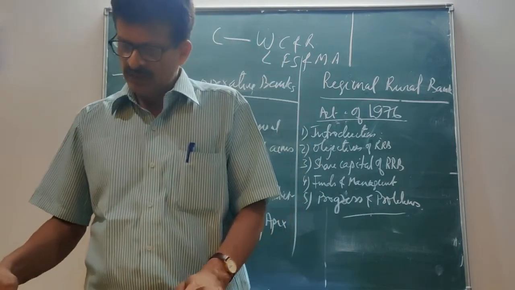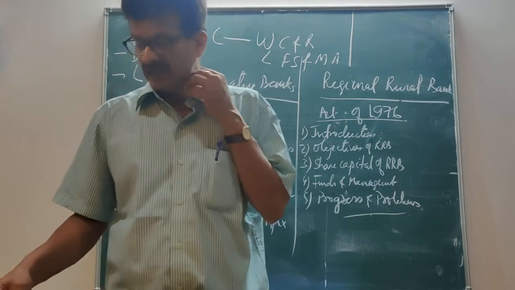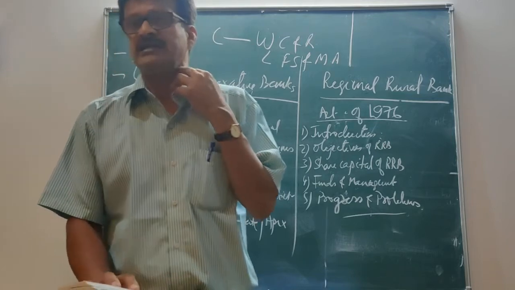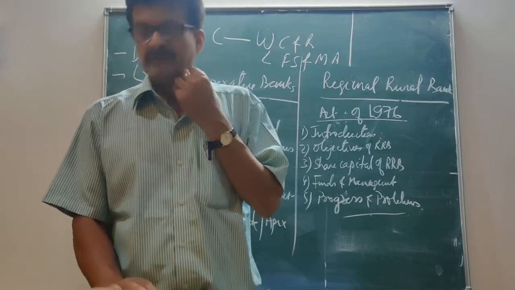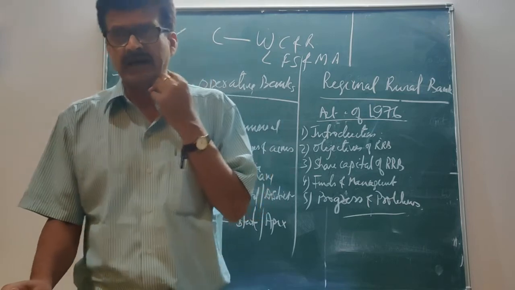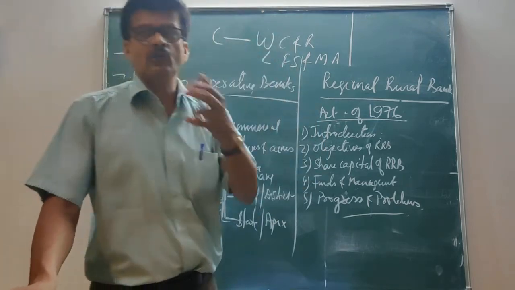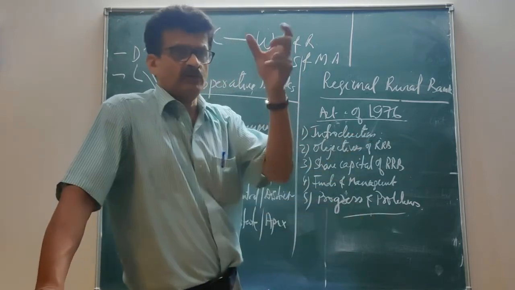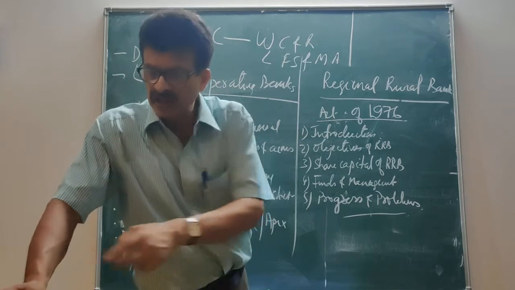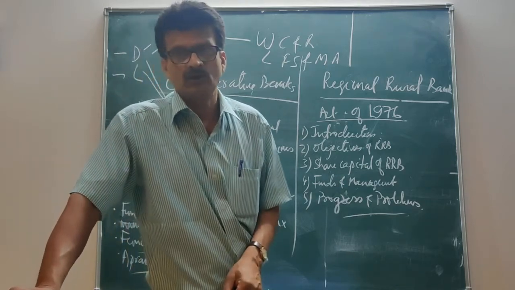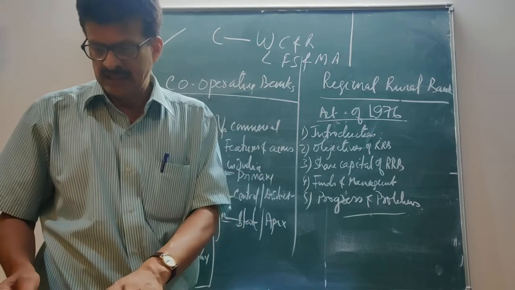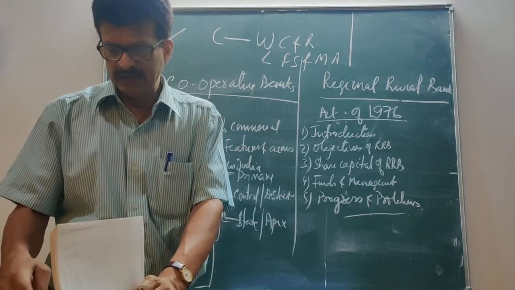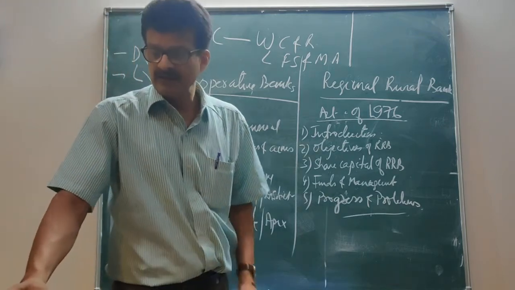What is that? The share capital of a regional rural bank was initially required. The share capital of the regional rural bank is formulated in this proportion. The Government of India will contribute 50%. The state government will contribute 15%, and the sponsoring bank will contribute 35%.